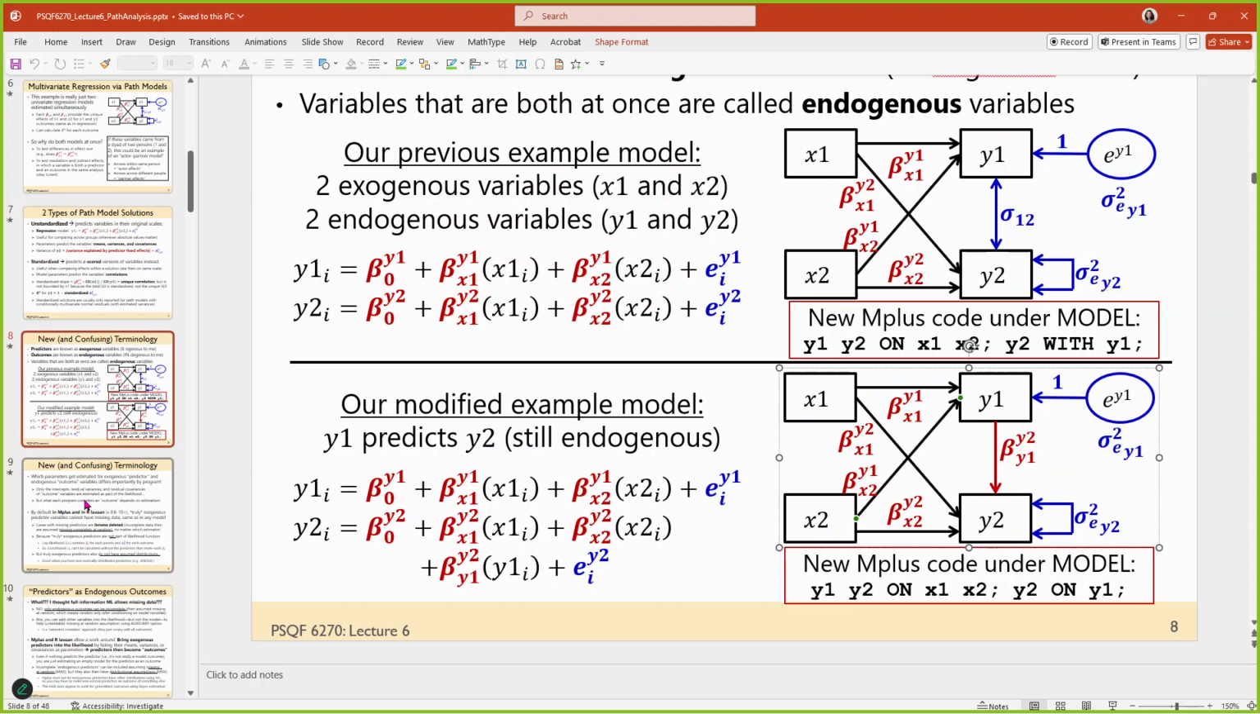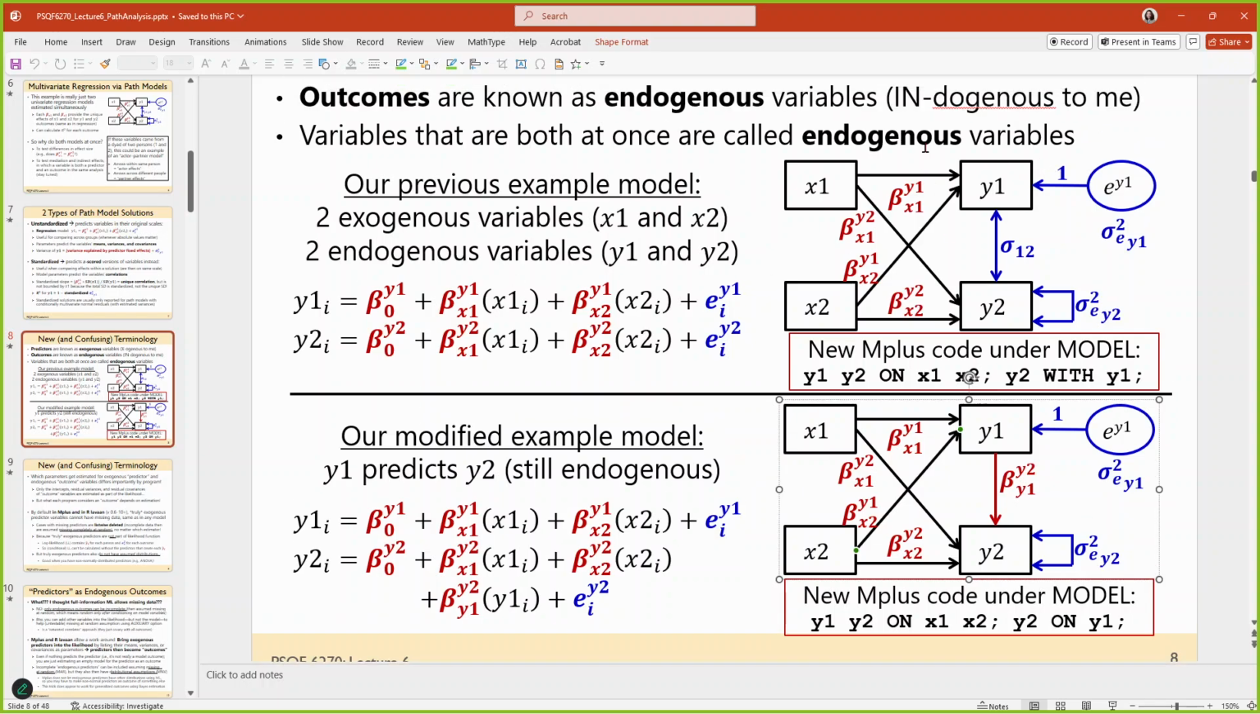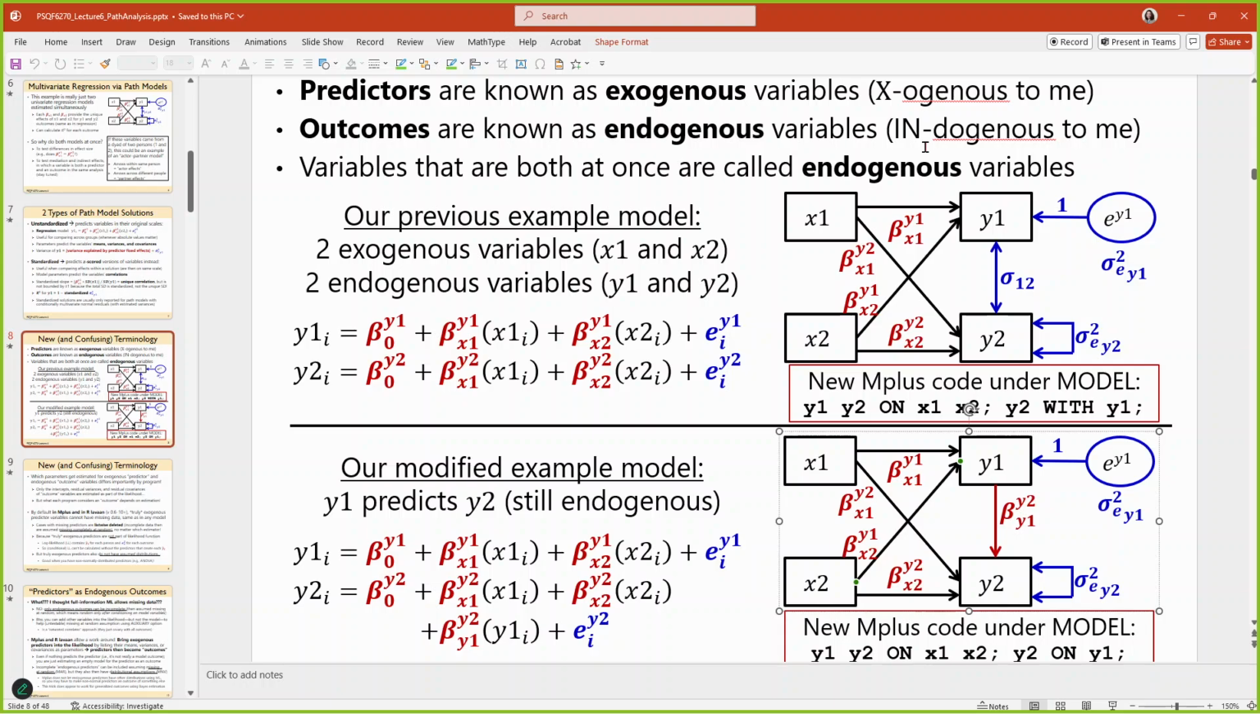What's exogenous mean? Predictors? Yeah, it's a predictor. What's endogenous mean? It's coming in, it's an outcome. Yeah, so there's a variable predicting into it, endogenous. Are you going to hear me use these words? No. Predictors and outcomes. We don't need new vocabulary, but in the world of path modeling, you will see this.